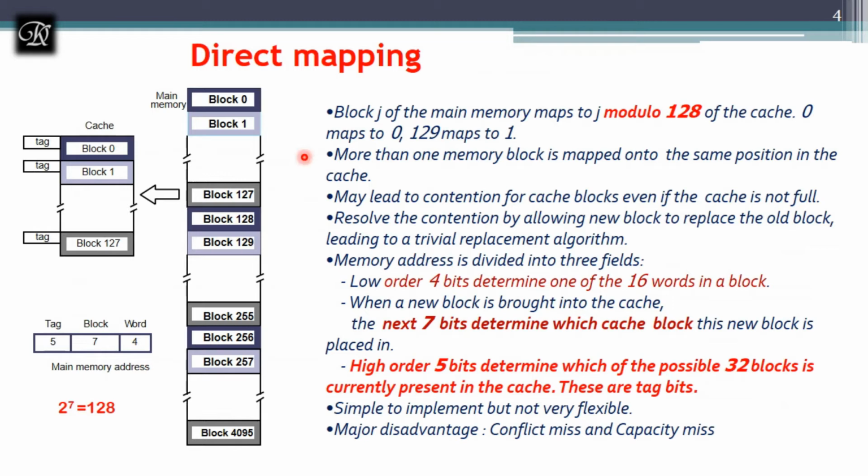The first and the easiest mapping function is direct mapping. This is the example which is given in the textbook, so I'll take up one more simple example and discuss it. First, we have already seen we are having 4096 blocks, it means 4k blocks in the main memory. This is main memory and it starts from 0 to 4095. It means I'm having 4096, 4k blocks over here.